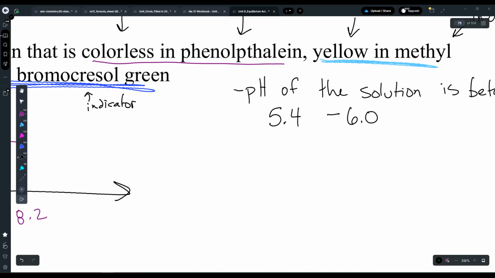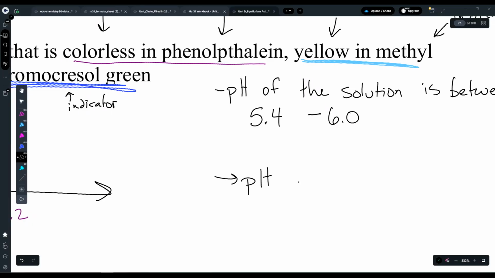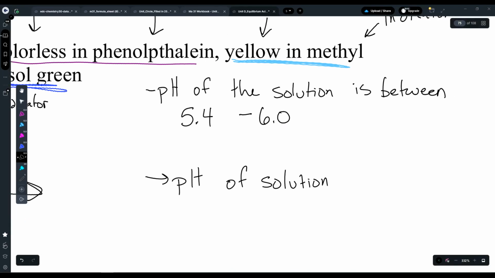So we can say the pH of the solution is approximately 5.7.